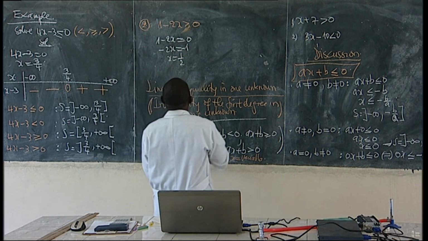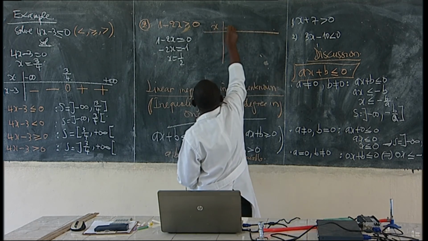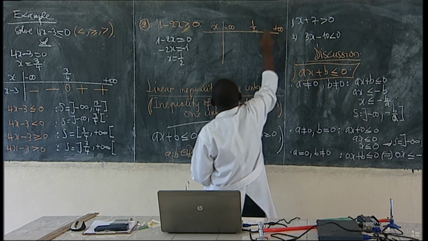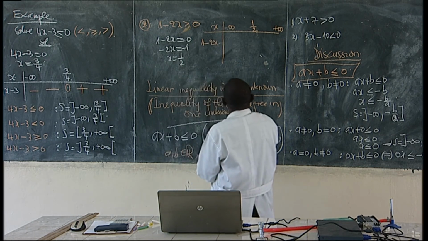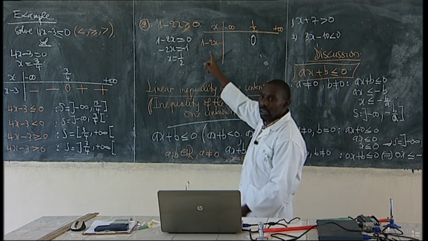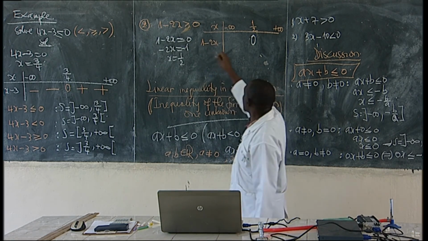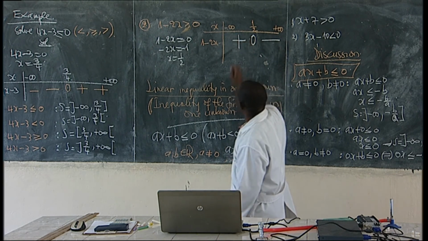The sign diagram, I take x from negative infinity, a half, positive infinity. My equation is 1 minus 2x, and, of course, 0. So the coefficient of x is minus 2. Means that it will be negative and it will be positive.